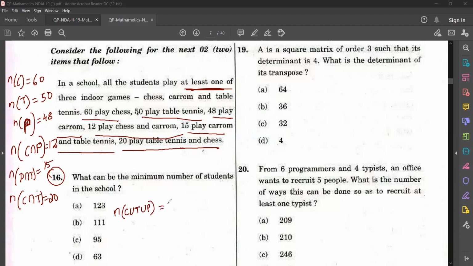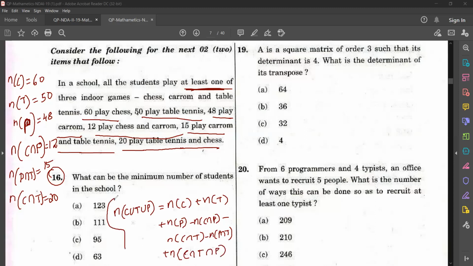That is equal to n of C plus n of T plus n of P minus n of C intersection P minus n of C intersection T minus n of P intersection T plus n of C intersection T intersection P. This is the formula we are having.